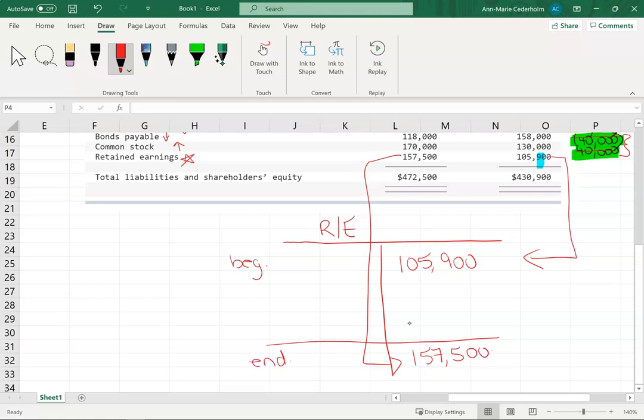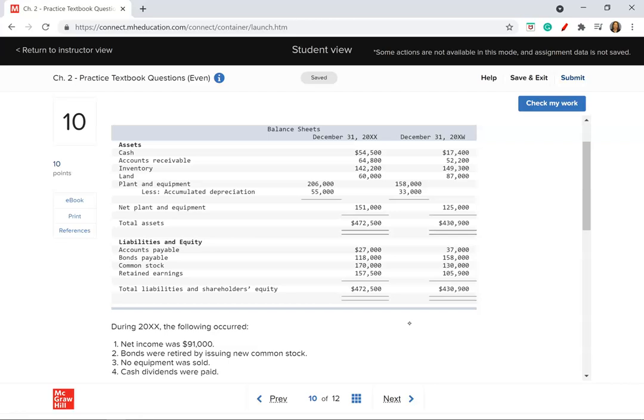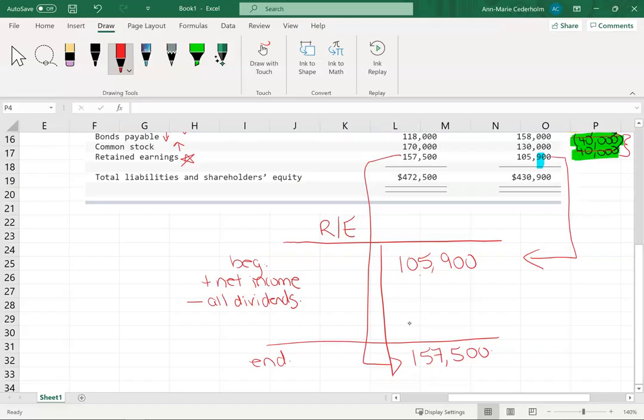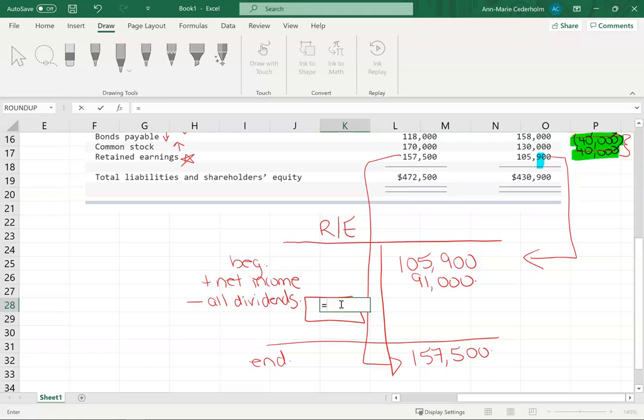And now I know with retained earnings, it's beginning retained earnings plus net income, or minus if it's a net loss, and then minus all of your dividends. So that's your common dividends and your preferred dividends. So in this case, they gave us the net income number. It was that 91,000. So I'm going to add that in here. And so now I'm just going to assume that the difference to solve this is going to be my common dividends. So again, if we just do the calculation, what we can do is take 157,500. So that's the ending balance, and then just work backwards. Minus 91,000 minus 105,900. And that gives me minus 39,400. And that's the amount of your dividends.